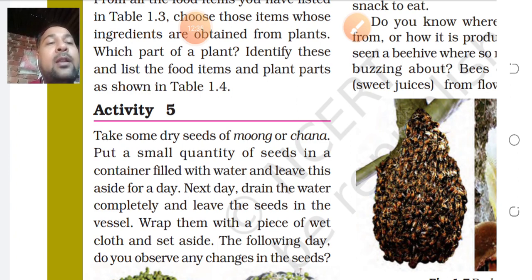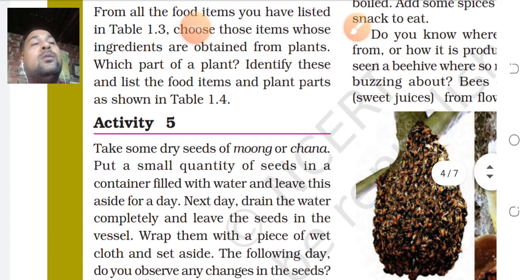bait cloth, and you will see that by the evening of the same day, white-colored small roots will come out from that moong or chana.